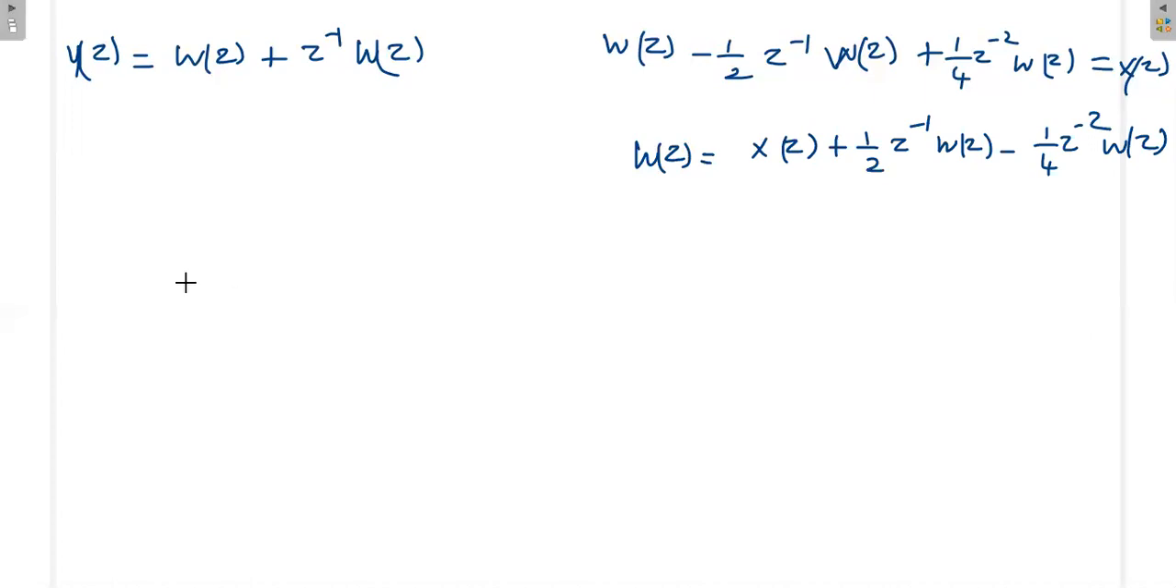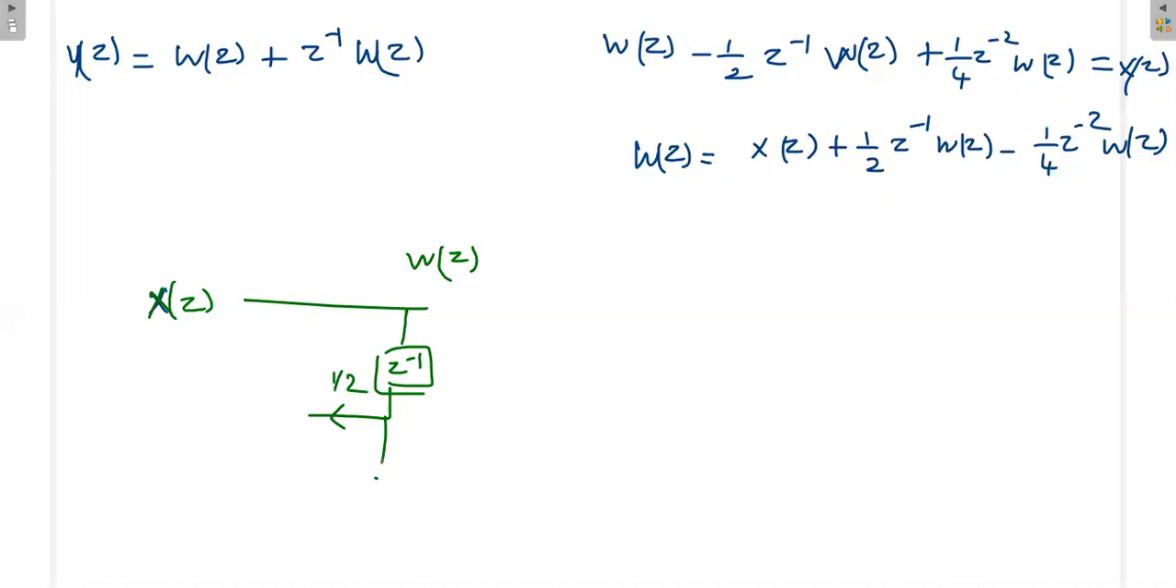Okay, so we are having x of z. From the x of z, we have to get some w of z. Then again along with the extra term, I'll apply the delay here z inverse with the gain of plus 1 by 2. Then one more z inverse with the gain of minus 1 by 4. Okay, these two are added here. Again, this will be added here.